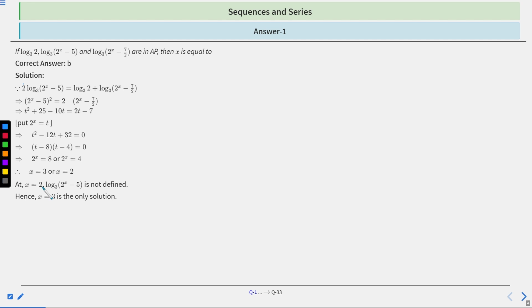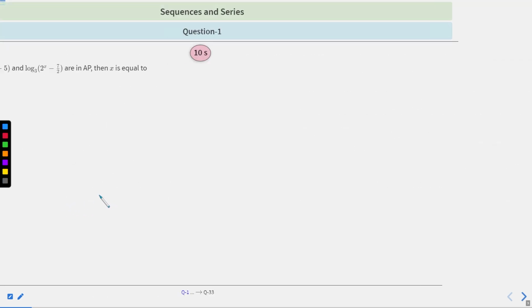At x equal to 2, we can say that 2 to the power x minus 5 is not defined, right? Because 2 to the power 2 minus 5 will become negative, which is not in the domain of log x. So hence x is equal to 3 is the only solution. So I think option B is the right choice.